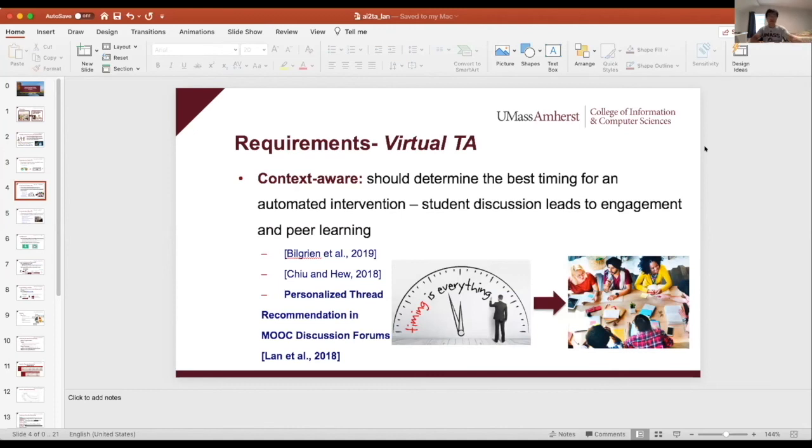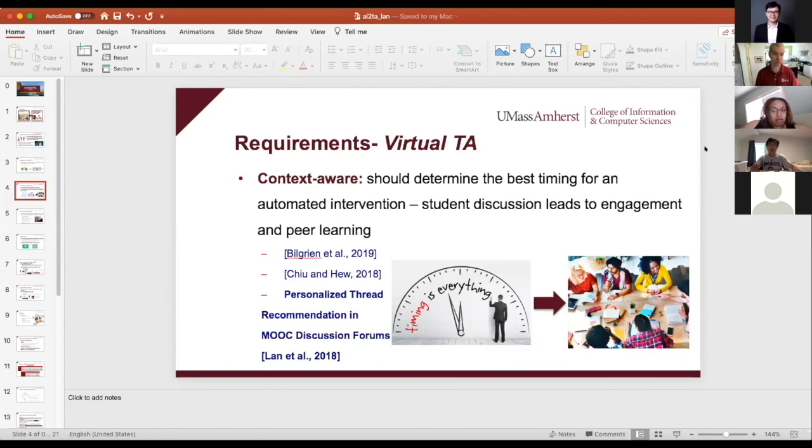And there are some works on analyzing the dynamics in discussion forums about how people interact with each other, including some of our prior work, which analyzes discussion forum texts, posts, to discover the dynamics of people's behavior, and also the interests of different students in posting on different topics.